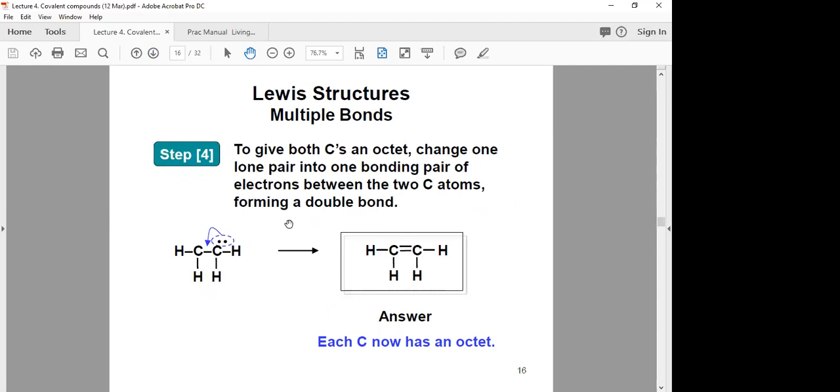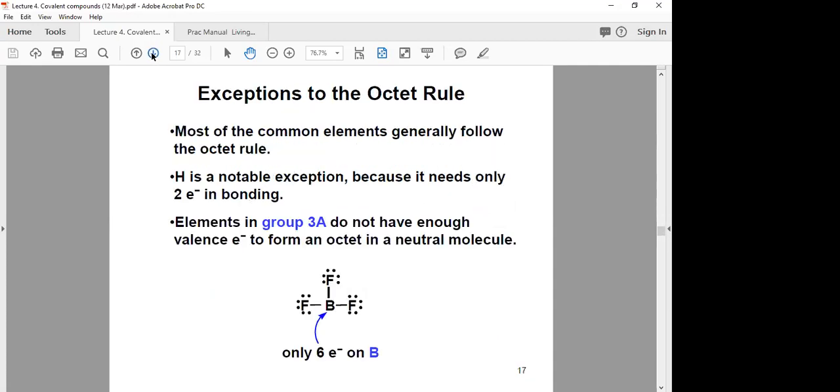Okay, in order to give both of those carbons an octet, the 2 electrons that are left over are actually used to form an additional bond line in between the carbons. We can see that here, a double bond between those 2 carbons, and now each carbon has its octet and all the electrons have been used in this particular Lewis structure. Once again, that was only for your interest.